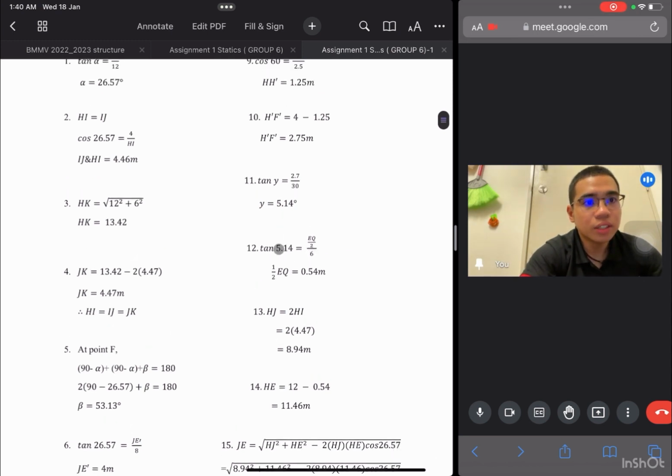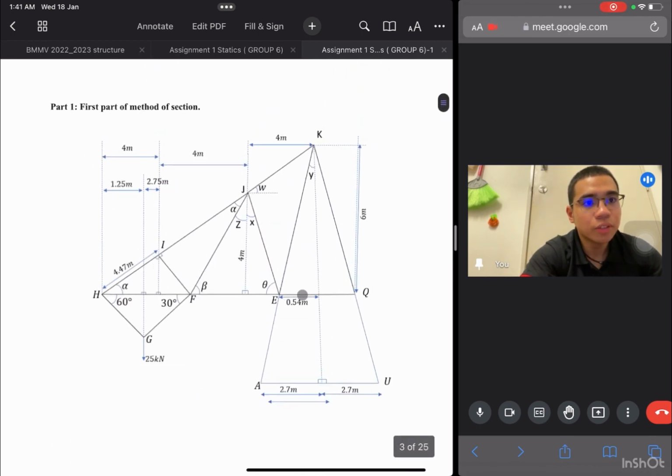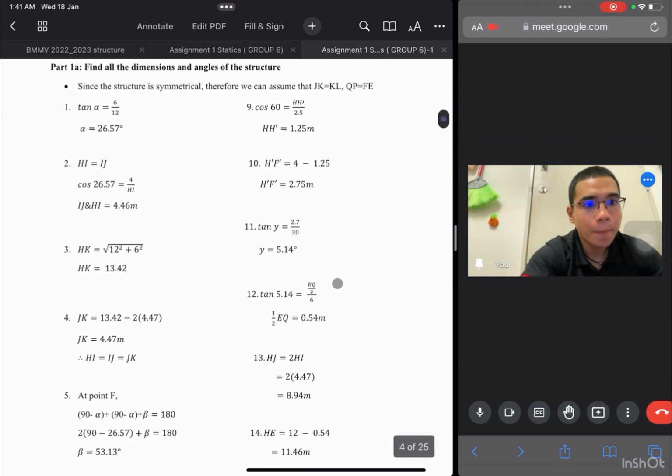Tangent. 5.14 equal to EQ over 2 over 6. So 1 over 2 EQ equal to 0.54. 0.54 is here. So this is 1 over 2 EQ, this is the midpoint of EQ. This is the midpoint.